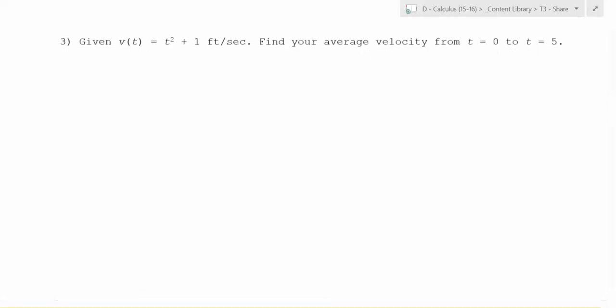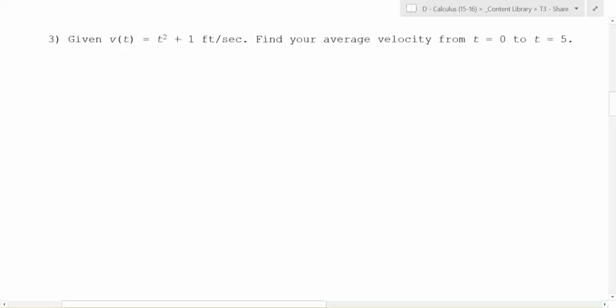So let's go down here and do the same thing. Do we have the velocity function this time? So what are we going to do to the velocity function if we want to find this average velocity from 0 to 5? We're going to integrate it from what to what? It tells us that. From 0 to 5. So we're going to integrate t squared plus 1 from 0 to 5. And what are we going to put out front? 1 over what?